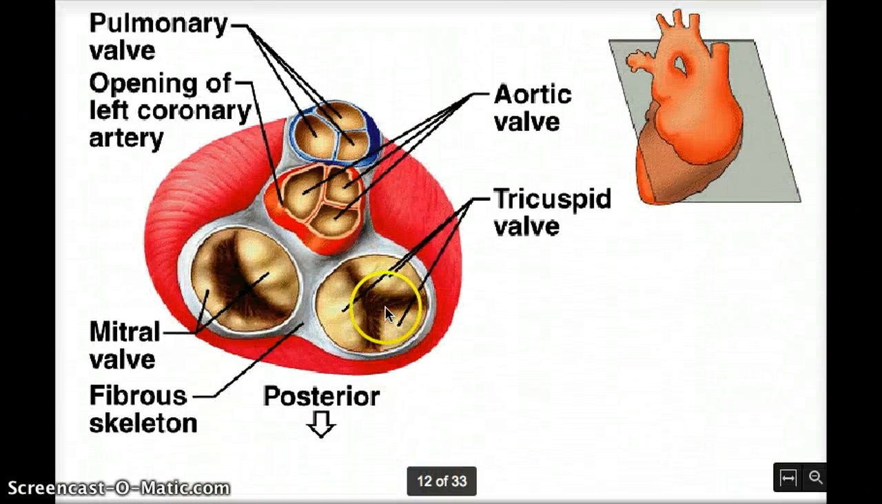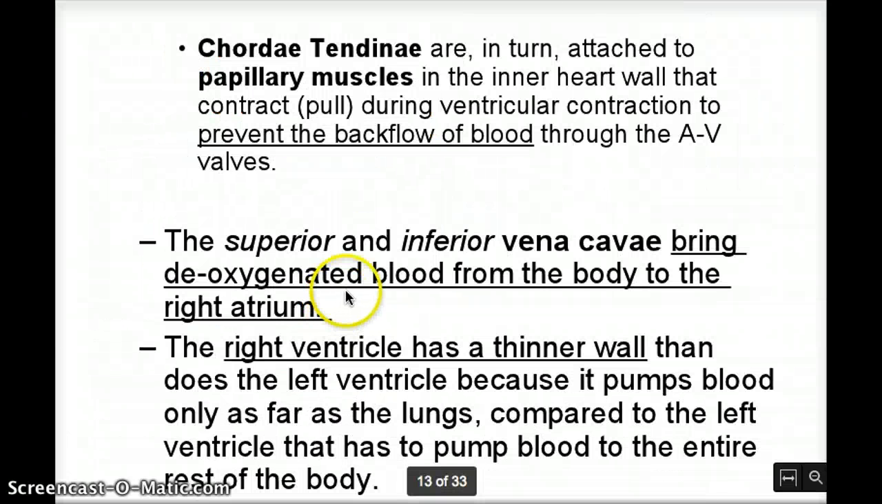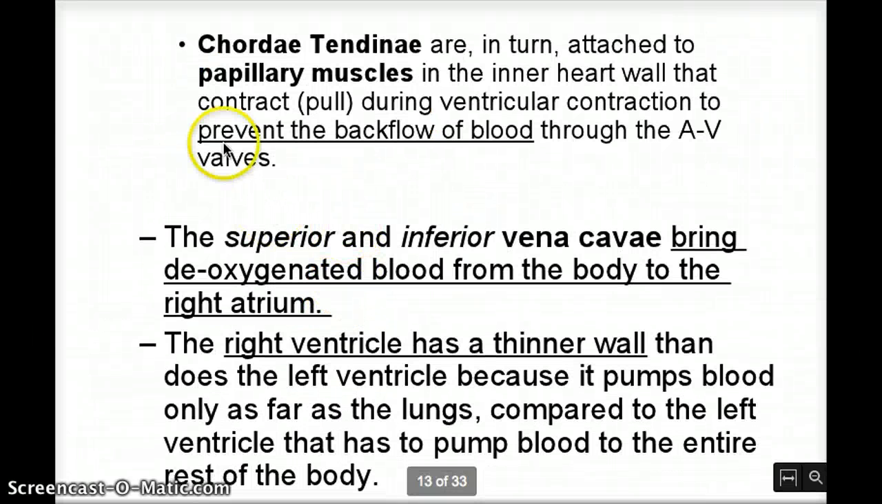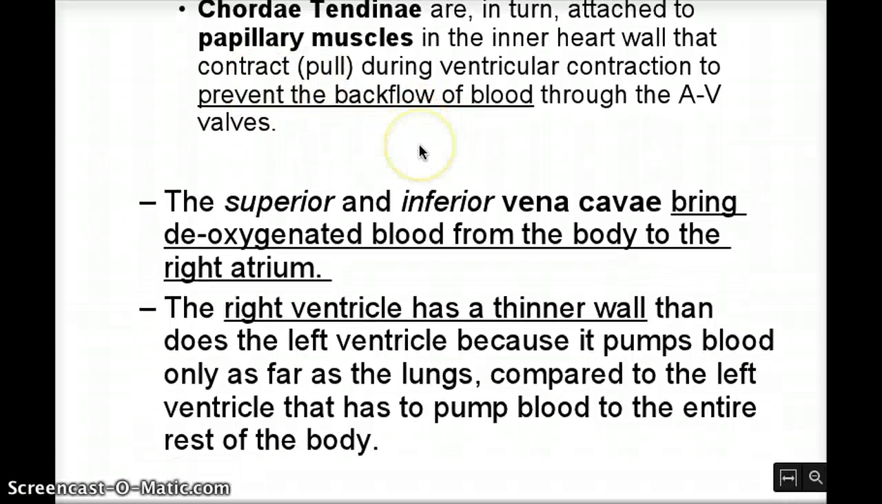Okay? Here's just a kind of an oblique cross-section. See the two cusps and then the three cusps. If we take a look at it a little bit more, again, it's going to help prevent backflow. We don't want backflow in the heart. That is going to produce what is called a heart murmur.